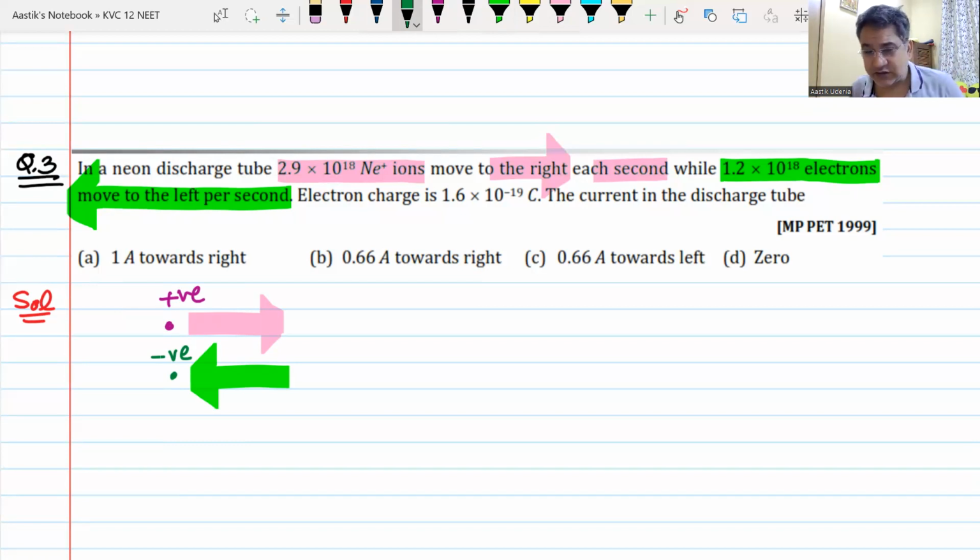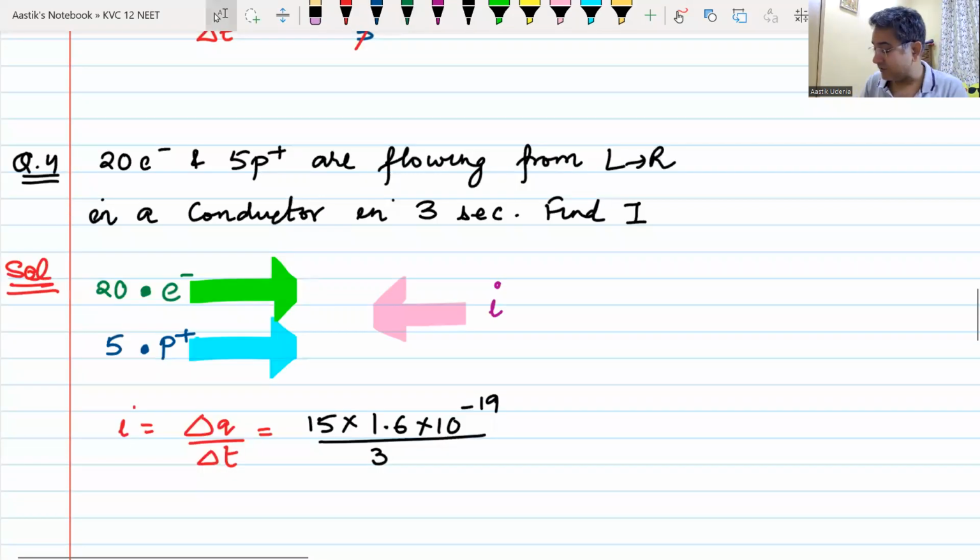We had done one question where positive and negative charges were flowing, but they were flowing in the same direction. And in that case, we had subtracted. Do we remember this? 20 electrons were going like this, 5 protons were also going like this. We found out the net charge that was going. In that case, they were getting subtracted because they were moving in the same direction. Do we understand this?